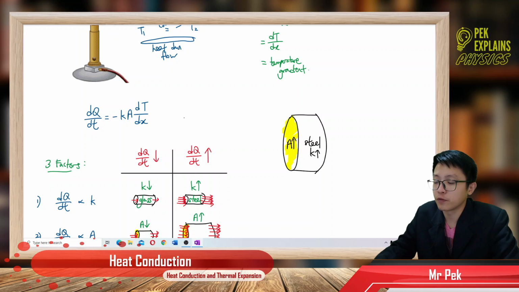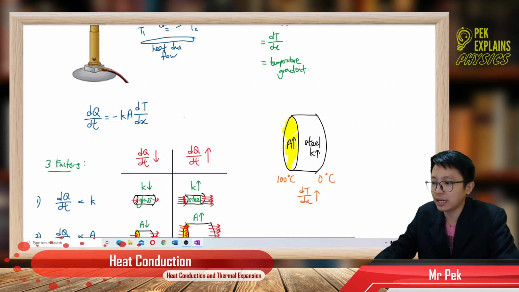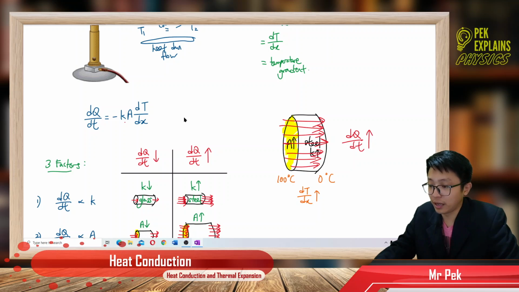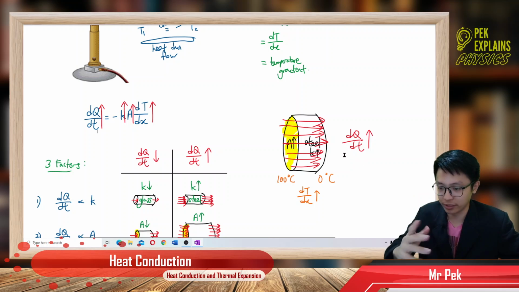that means from 100 degrees Celsius to 0 degrees Celsius, the difference in temperature is very big. That means the dT over dx is also very big. Then a lot of heat will flow per unit time. The rate of heat flow is also high. So the higher the thermal conductivity, the bigger the cross-sectional area, the bigger the temperature gradient, the bigger the rate of heat flow. You understand? I hope you understand.